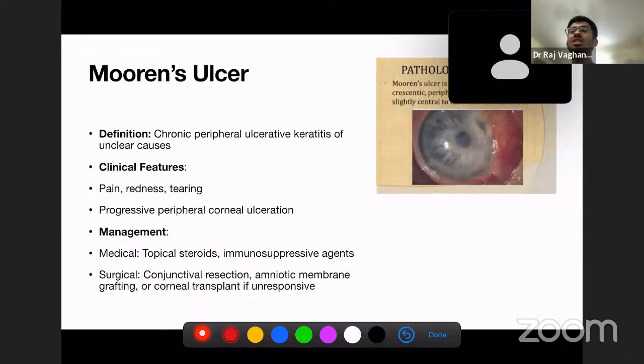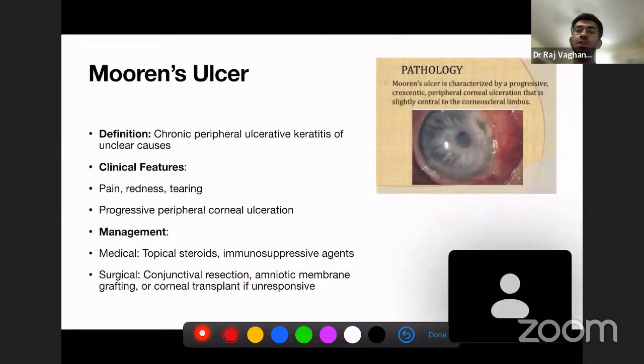Now, what is Murine ulcer? Murine ulcer is also a very important topic that happens to be in your syllabus. The definition: it is a chronic peripheral ulcerative keratitis of unclear causes. Every line of this definition is only 6 to 7 words, but every word is very, very important. So just remember this. This is chronic, this is peripheral, this is ulcerative keratitis of unclear causes. We don't know the causes, but it is chronic, it is peripheral, and it is ulcerative keratitis.